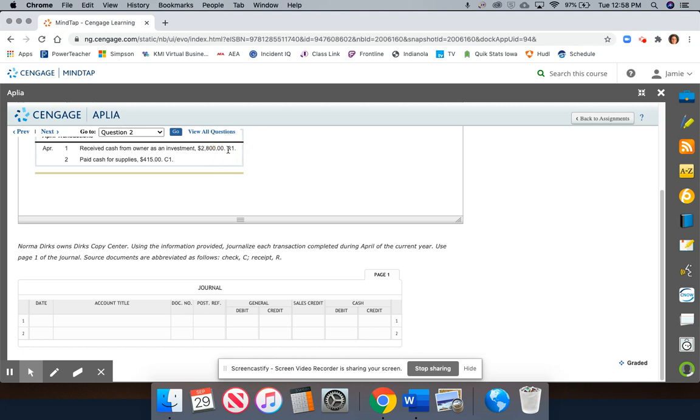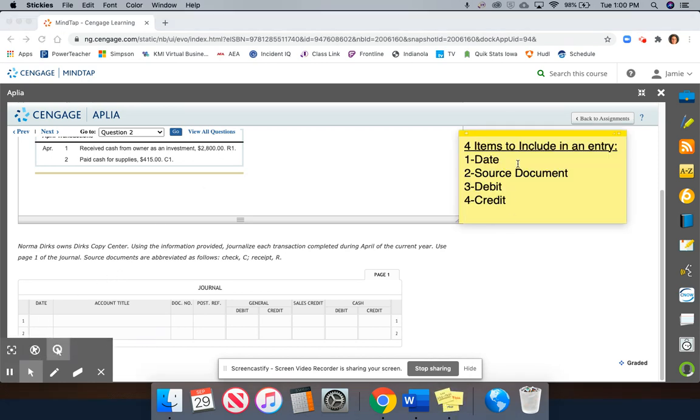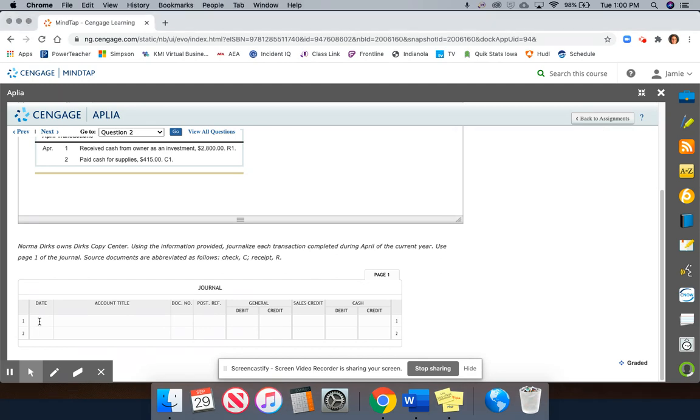So the 4 steps to journalizing a transaction I have included here. So we need to have the date, the source document, a debit, and a credit. So for April 1st, I'm going to get that in there, APR period first. You only have to put the month on the first line. If I would start typing in the full month name, April, you notice it turns red, so that's not right. You use just APR period space 1, just as they do up here in our transaction. Okay, so there's our date.